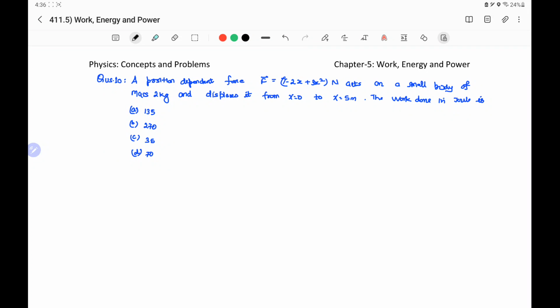10th question: a position dependent force F, which is equal to 7 minus 2x plus 3x square Newton, acts on a small body of mass 2 kg and displaces it from x equal to 0 to x equal to 5 meter. The work done in joule is, options are 135, 270, 35 and 70.